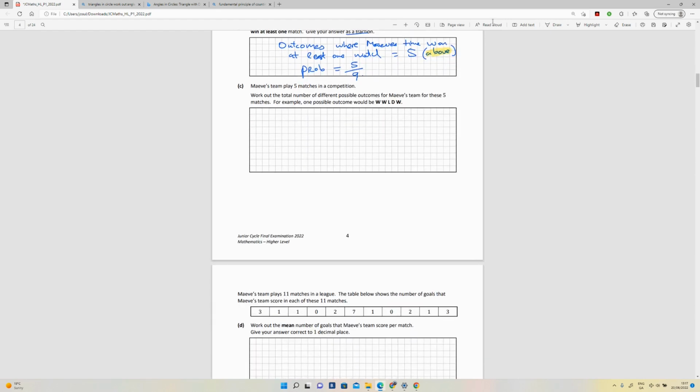Okay, Maeve's team play 5 matches in a competition, work out the total number of different possible outcomes for Maeve's team for these 5 matches. For example, one possible outcome would be win-win, lose, draw, win. So you could write out all of these, but there isn't really any need to do that. So each game has 3 outcomes.